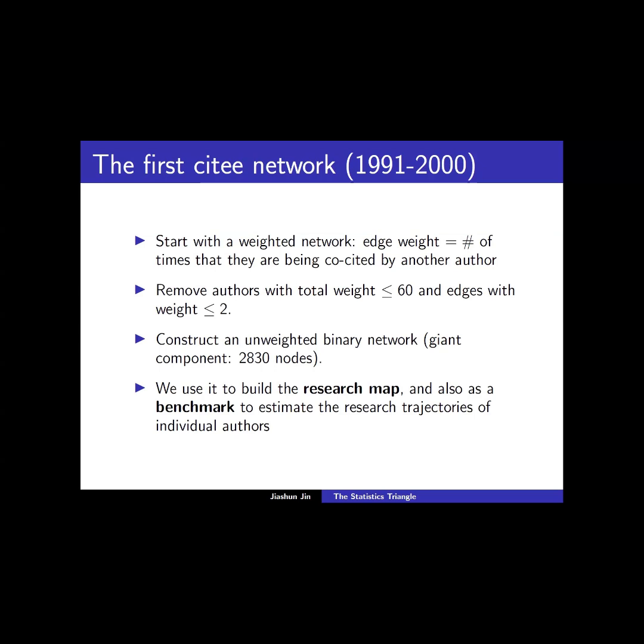We do the same for all these 21 networks. Eventually, we have an intersection of 2,830 nodes. We think these 2,830 nodes are the most frequent published authors in this data set across these 25 years from 1990 to 2015. Okay, so this is the data set. Any questions?